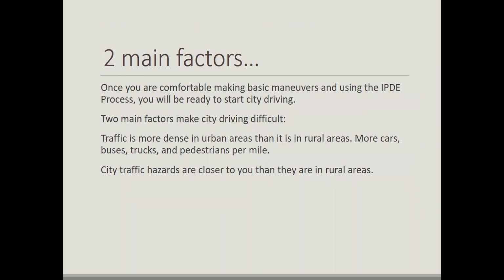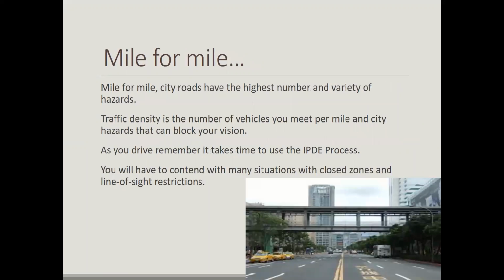Two main factors. Once you're comfortable making basic maneuvers and using the IPDE process, you'll be ready to start city driving. Two main factors make city driving difficult. Traffic is more dense in urban areas than in rural areas: more cars, buses, trucks, pedestrians per mile. City traffic hazards are closer to you than they are in rural areas. Mile for mile, city roads have the highest number and variety of hazards. Traffic density is the number of vehicles you meet per mile, and city hazards can block your vision.